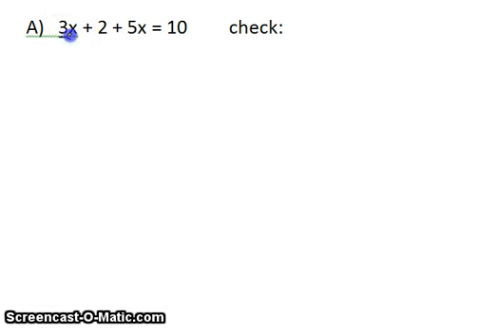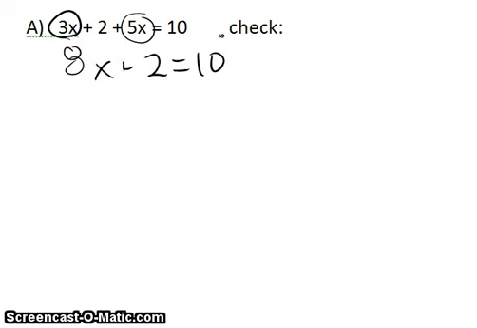So these are like terms, 3x and 5x, meaning they have the exact same variable part. So I can combine those. 3x's and 5x's gives me 8x's plus 2 equals 10. Now I can't combine 8x and 2 because those are not like terms. This has a variable of x, this has no variable. I cannot add those together.